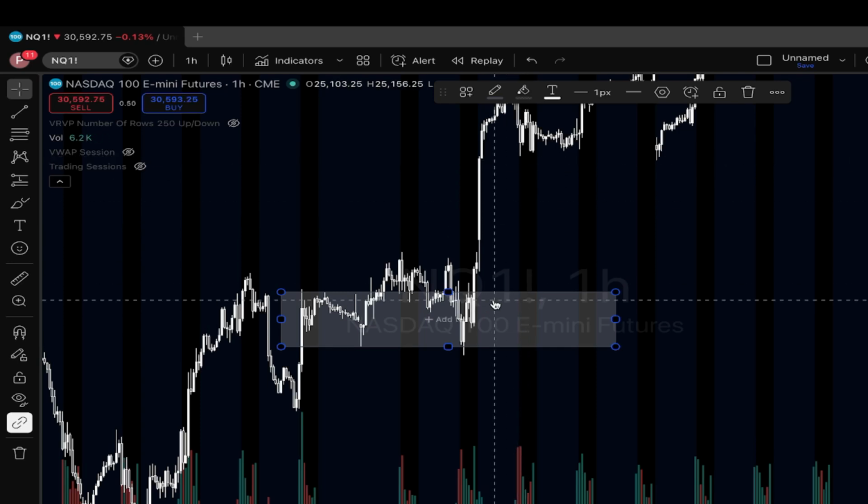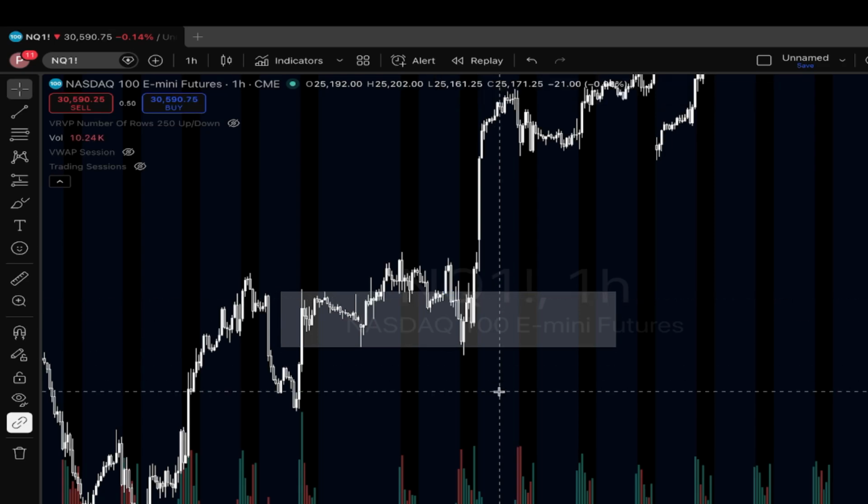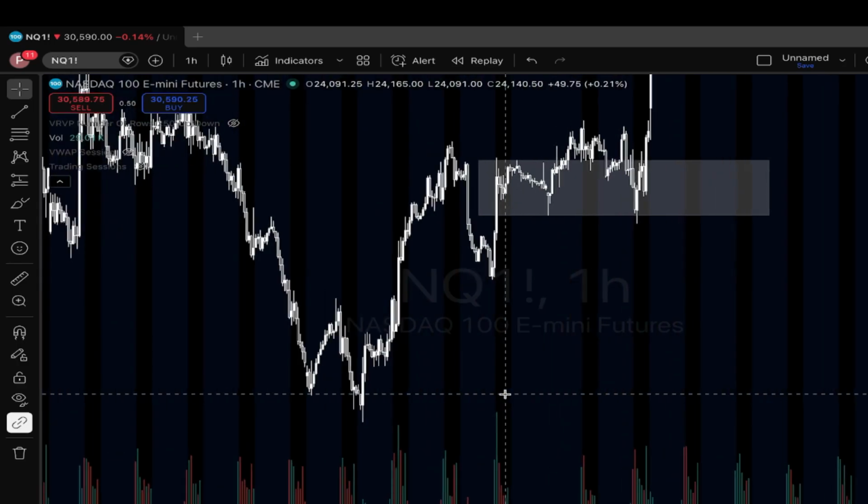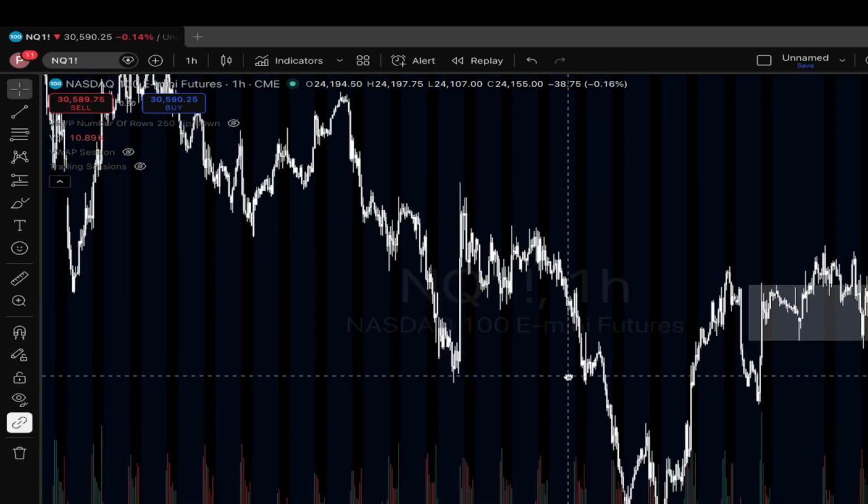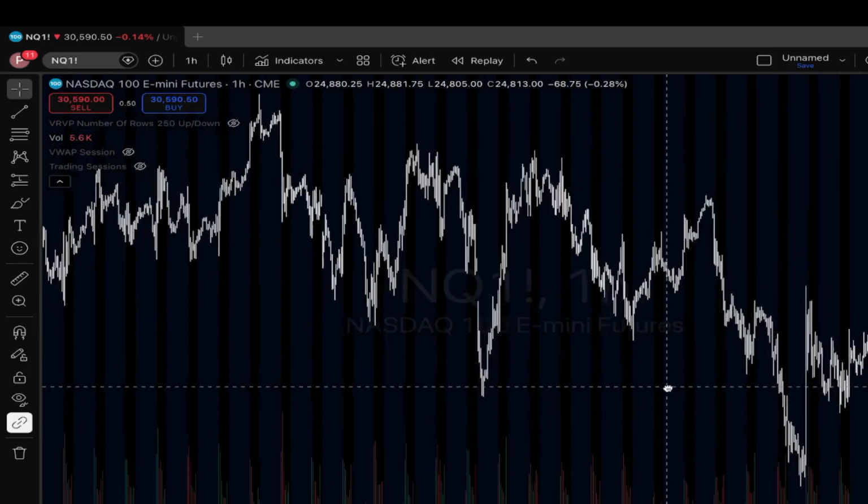So there always has to be a sweep of liquidity with your support and resistance. You always want to use support and resistance with your trend. You don't want to fight trend. Trend is your friend. I said that in the video prior. So let's go find another good example of this working out.